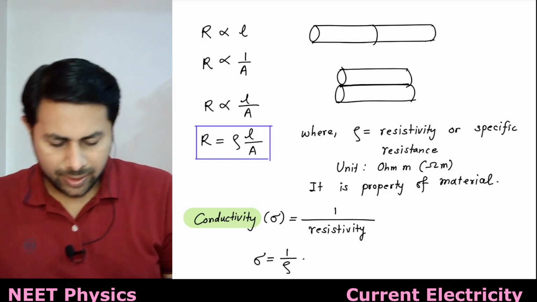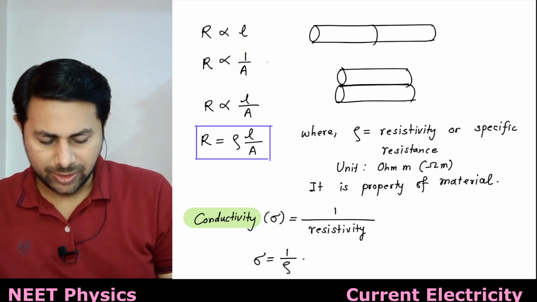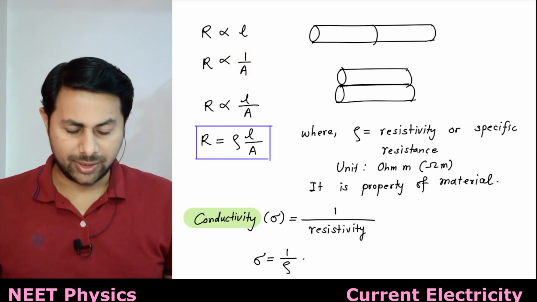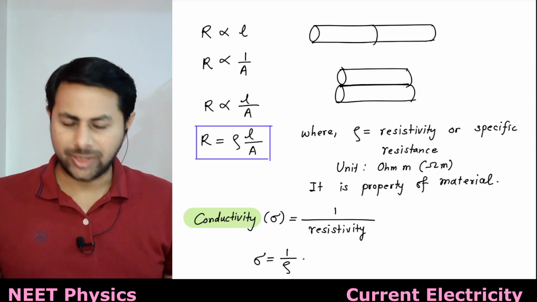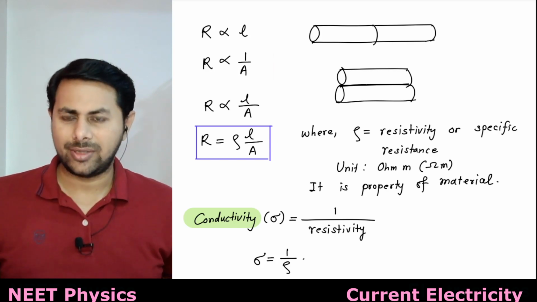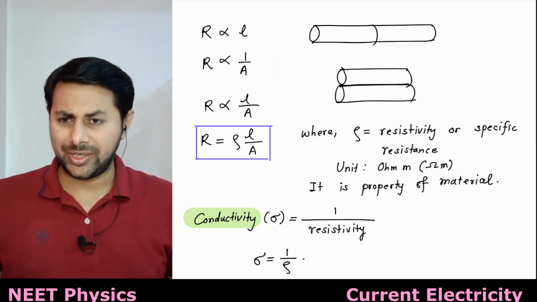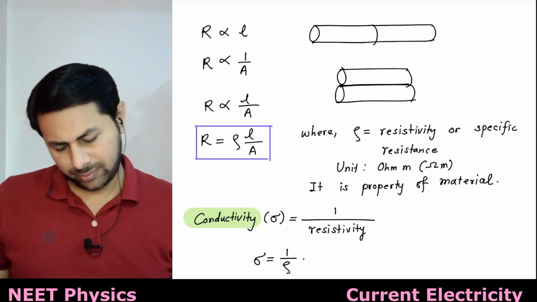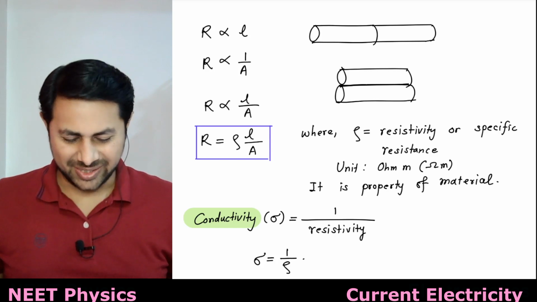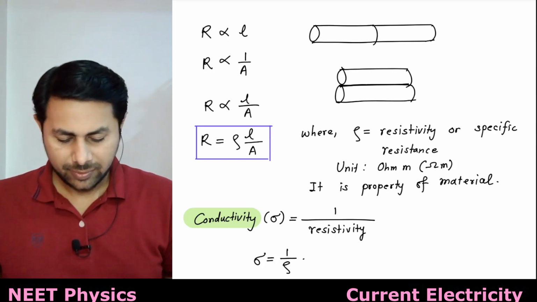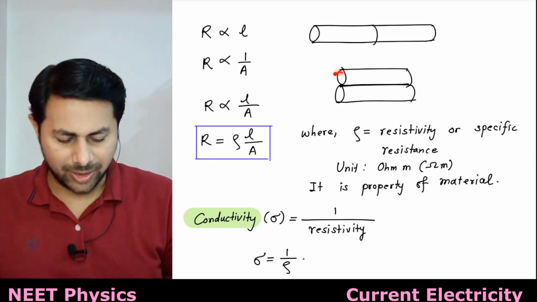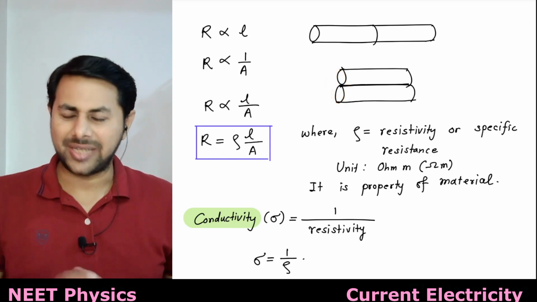And then what about this thing? Resistance is inversely proportional to the area of cross section. That means if you increase the area of cross section, what will happen? The current will decrease. Sorry, resistance will decrease. So when you increase the area of cross section, resistance will decrease and current will increase.